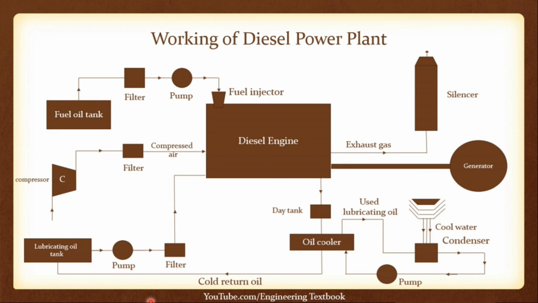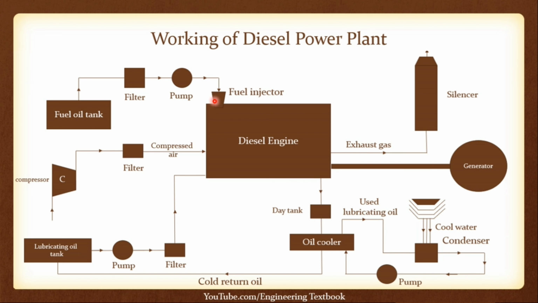Working of diesel engine power plant. The compressor draws air from the atmosphere and compresses it. The compressed air is supplied to the diesel engine through the filter for starting, where it is compressed by the piston and cylinder. The fuel oil is pumped from the tank through the filter and pump into the fuel injector.